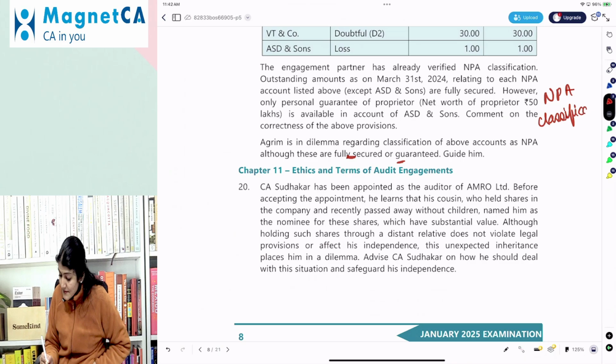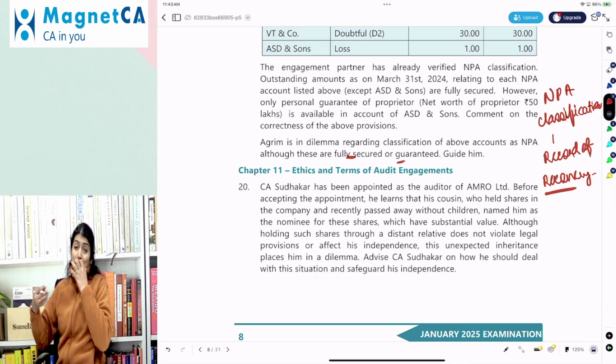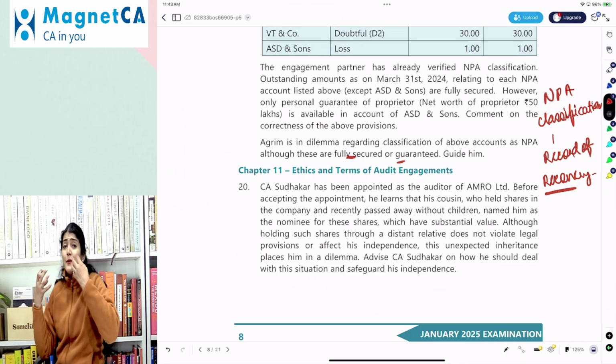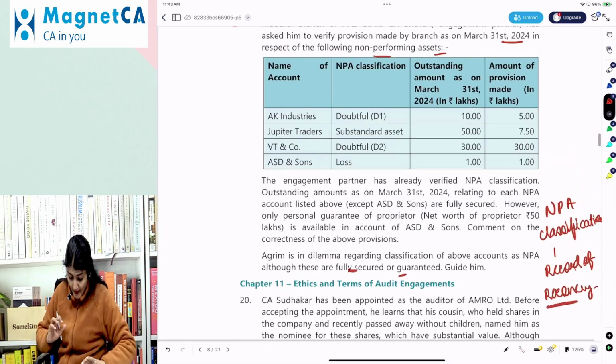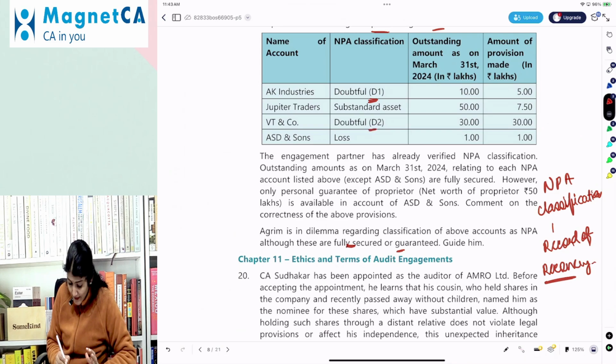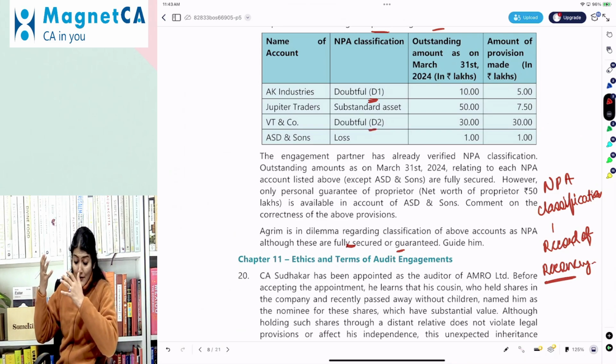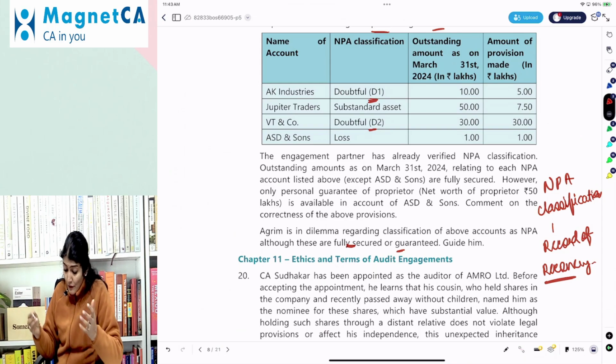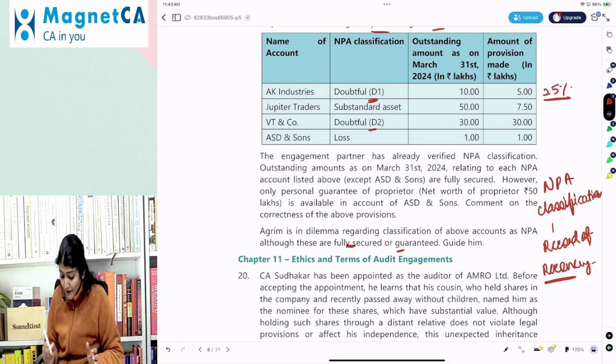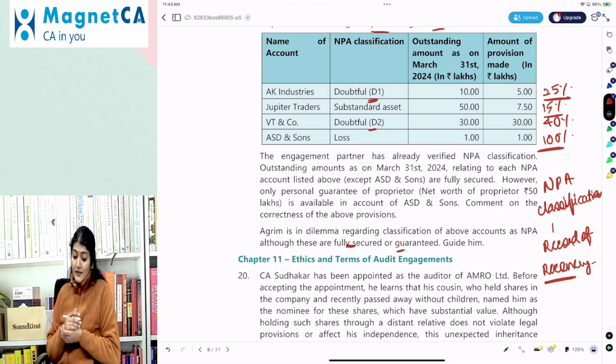NPA classification is based on the record of the recovery. It is based on the record of the recovery. Doesn't matter what is any personal guarantee or the net worth of the borrower. Right now, it says for doubtful D1 and D2, so up to 1 year, 1 to 3 years and more than 3 years. Up to 1 year, how much? 25% provision. Then D2, again 40% provision. Then for the substandard, 15% provision. And for the loss asset, 100% provision is to be made.